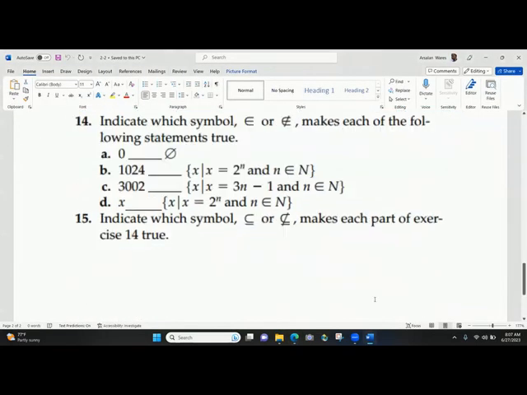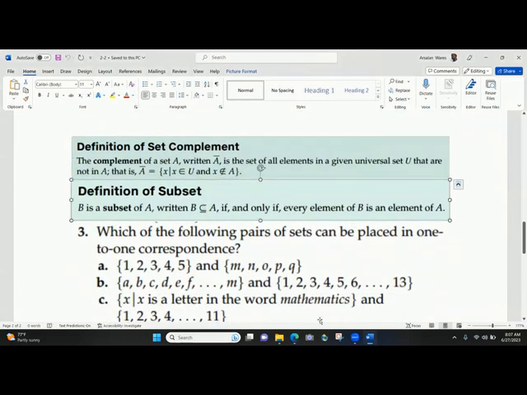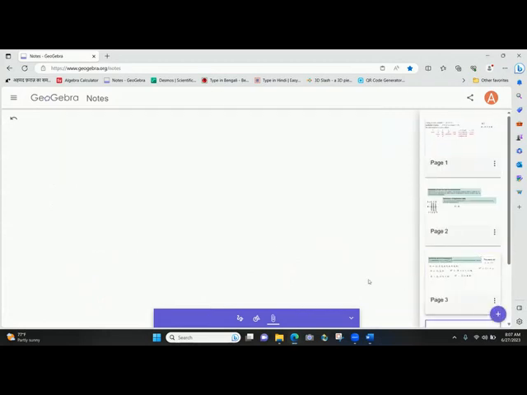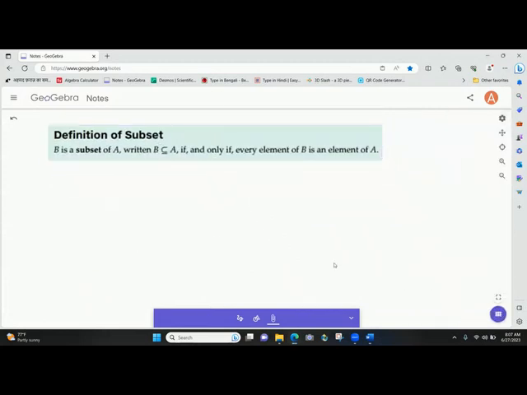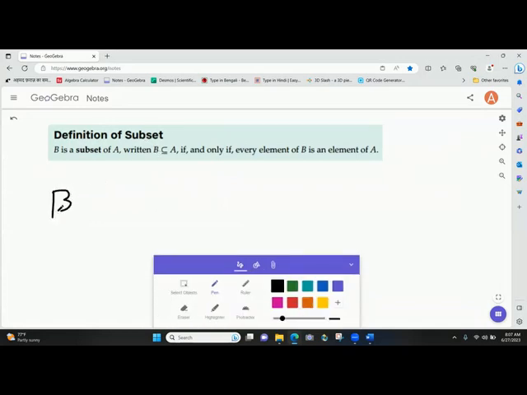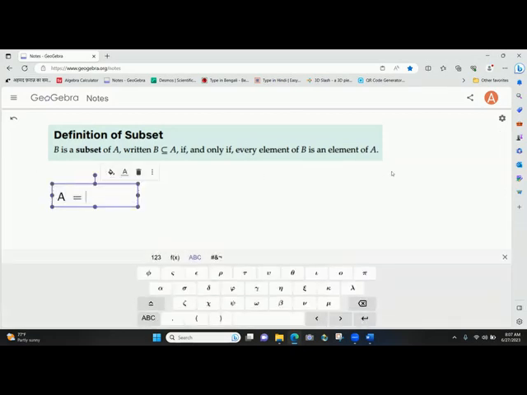All right, I think we're ready to answer some questions, guys. Oh, we have one more big definition to go over. All right, this is called subset, and it's denoted like this. B is a subset of A. And what does that mean? I'll give you two examples. You will have a case where A is a subset of A.